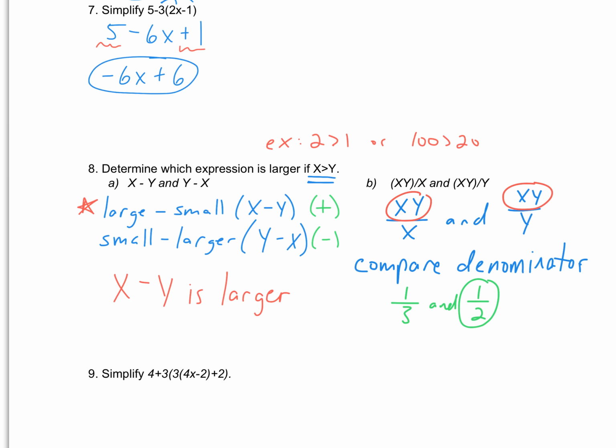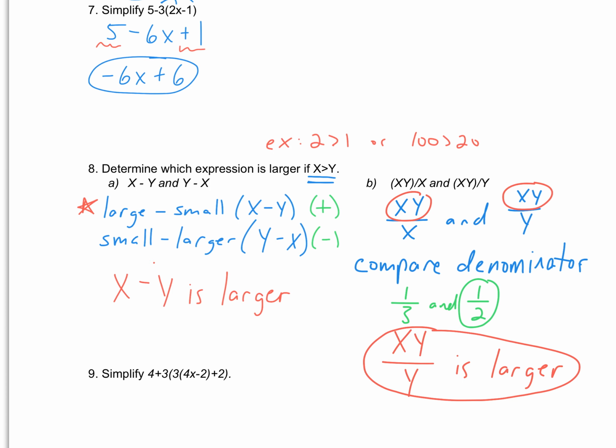So what I want to say then is x times y over y is, and actually let me make that red like I did before, is larger. Remember, that's because the denominator is going to be a smaller number. And a smaller number in the bottom means a larger number overall. Let me circle that. I'll circle the last one too.